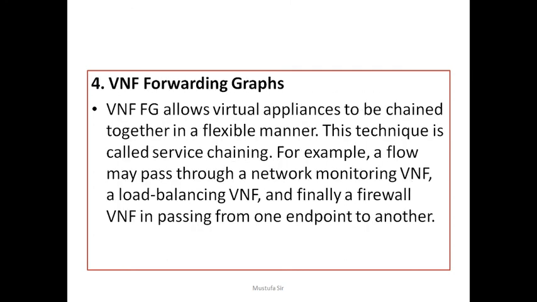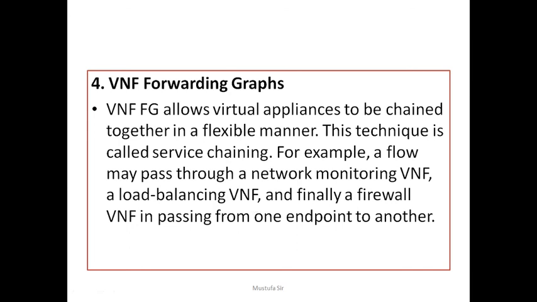Fourth, that is VNF forwarding graphs, short form is FG, allows the virtual appliances to be chained together in a flexible manner. I have mentioned the simple example here. It is also called service chaining. Suppose for example, a flow we want to pass first through a network monitoring virtual network function, means whenever something comes, it will go to the first VNF, that is network monitoring, means monitoring will be done, and then second through a load balancing virtual network function, and then finally through a firewall. So this is what we call a forwarding graph you decide.